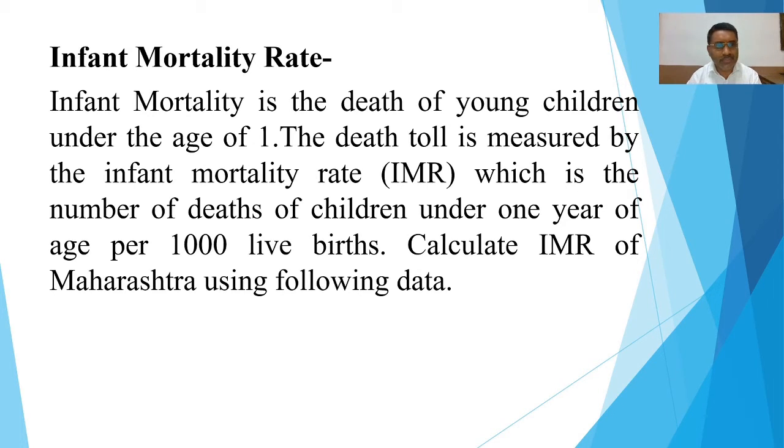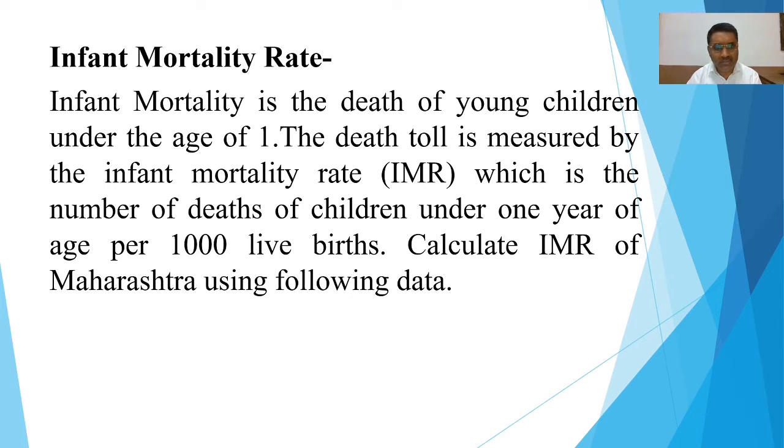The death toll is measured by the infant mortality rate. In short, it is called IMR, which is the number of deaths of children under 1 year of age per 1000 live births. Calculate the IMR of Maharashtra using the following data. Whenever we calculate the mortality rate of any region, we consider 1000 live births. Suppose in Nasik district there are 1000 births of children, then how many among them died? That is called the infant mortality rate of the Nasik district.